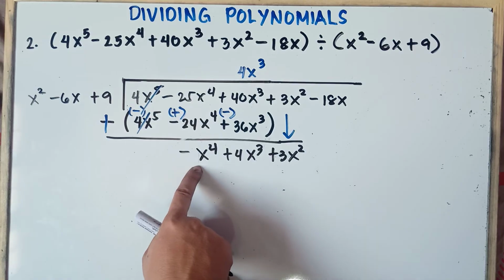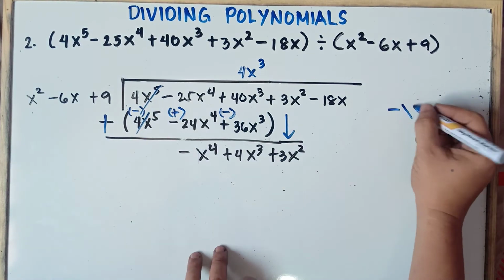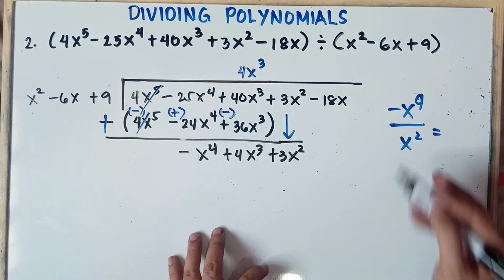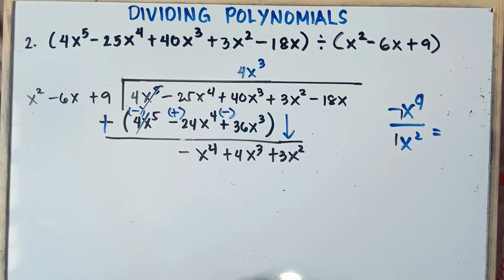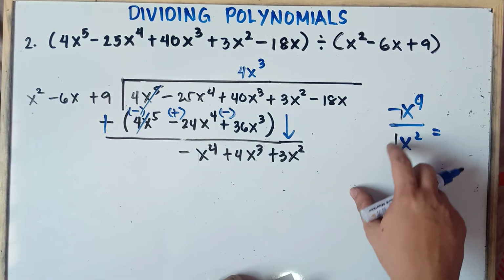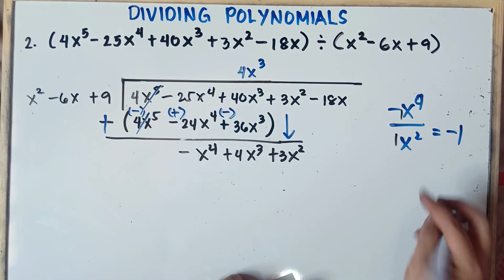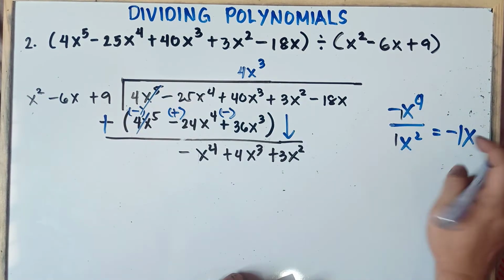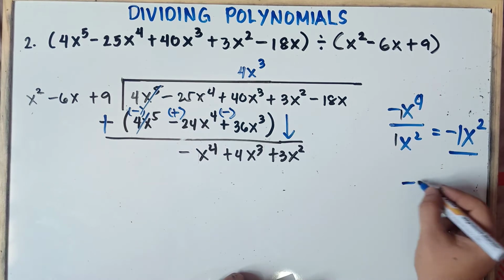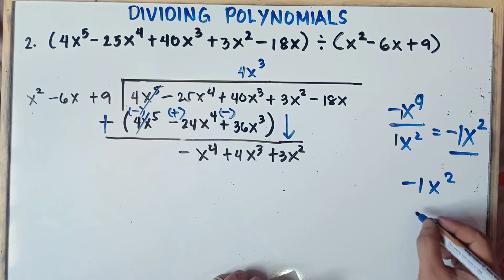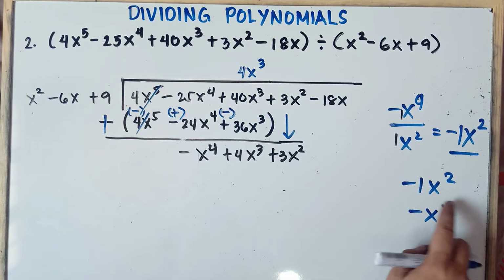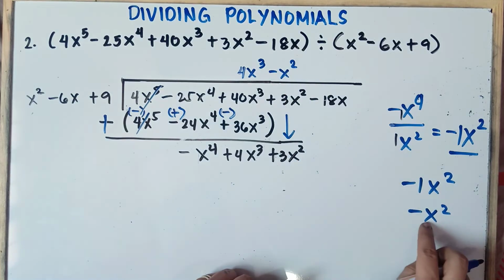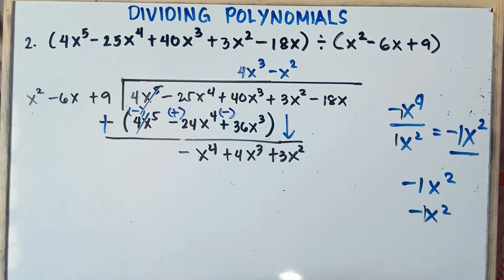Negative x raised to the power of 4 divided by x squared. So once again, class, understood that there's 1 here. So you can put 1 there, that's okay. Negative 1 divided by 1, that's negative 1. And then copy x. Once again, if you're dividing, subtract the exponent. 4 minus 2, that's 2. So that would be negative 1x squared, or we can write it negative x squared. That's the same, class. Negative 1x squared is just the same with negative x squared. Understood that there's 1 here, class.